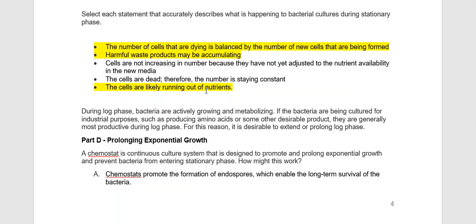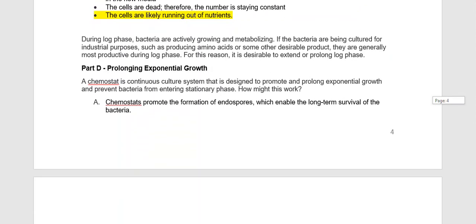You're absolutely right. That would absolutely allow these microorganisms to stay in this logarithmic exponential growth. So what this chemostat should do, it should do two things. It should get rid of waste products and it should provide a continuous food source. So let's see which of our options give us that.